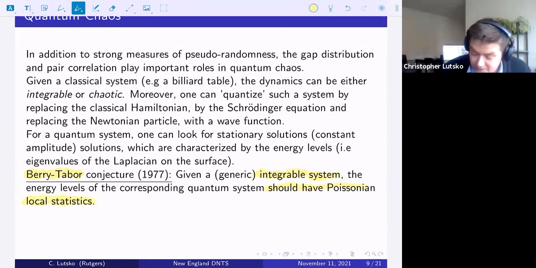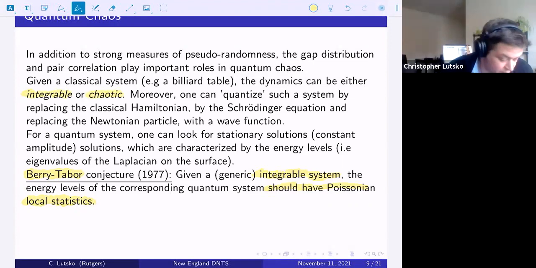I don't really want to get into why they conjectured this. To be honest, we're sort of reaching the boundaries of my knowledge of quantum mechanics. But this is a sort of famous conjecture in this quantum chaos business. And so the idea is that this dichotomy is somehow determined by the local statistics of the energy levels.